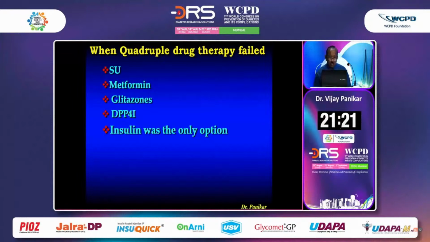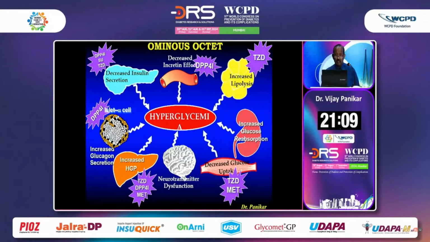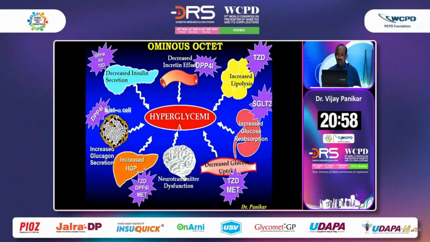When the quadruple drug failed, then again, insulin was the option, but then in 2012 came the SGLT2. So can we use SGLT2? See, this is where the ominous octet, we have almost covered everything except that kidney there. And SGLT2, what does it do? It just increases the glucose excretion by the kidney. It is not going to interfere with any other drug. So we added SGLT2. That's the 5th drug.